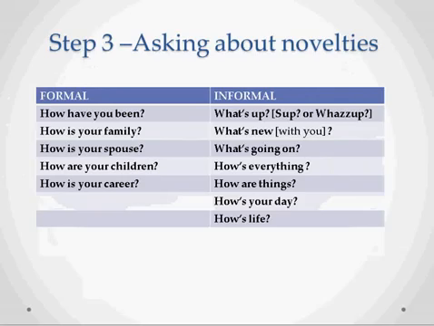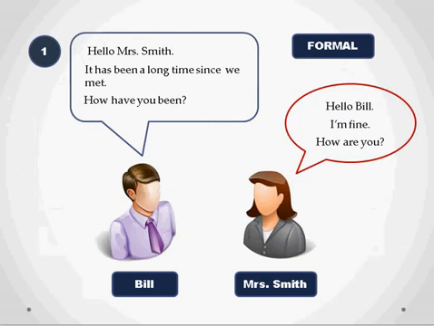So those are the sentences that we usually ask when we meet and when we greet a person. A meeting could look something like this. We have here Bill and Mrs. Smith, and they meet. So Bill could say, "Hello, Mrs. Smith. It's been a long time since we met. How have you been?" Bill could say all these sentences one after another, and then let Mrs. Smith answer. And then Mrs. Smith would reply, "Hello, Bill. I'm fine. How are you?" This language is, of course, very formal.